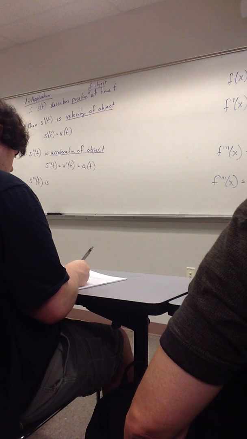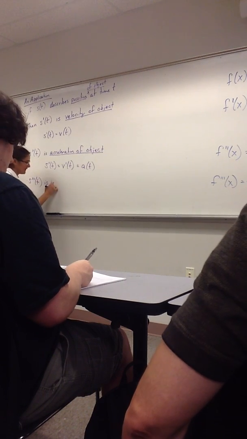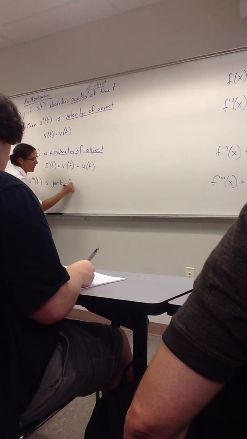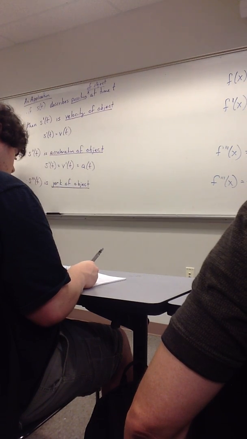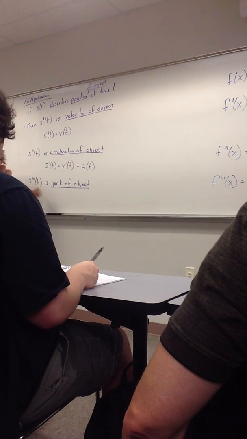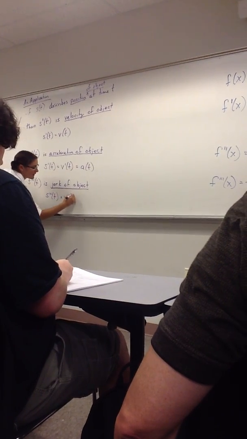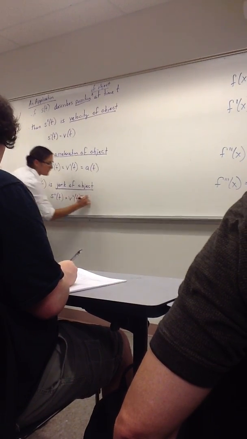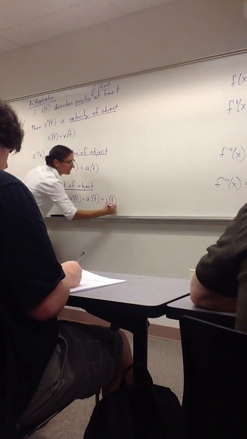Anybody else know what it's called? Is it jerk? Yeah, that's jerk. Okay, so s triple prime is jerk. The jerk of an object. All right, so s triple prime is the same as the second derivative of velocity, which is the first derivative of acceleration, and we call that j of t.